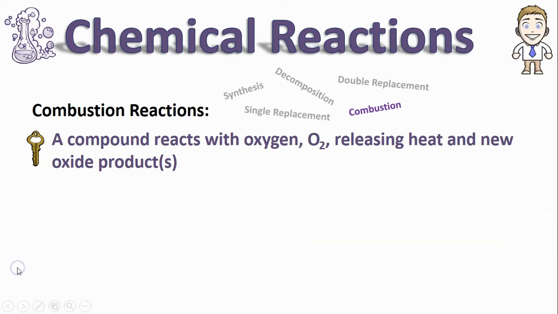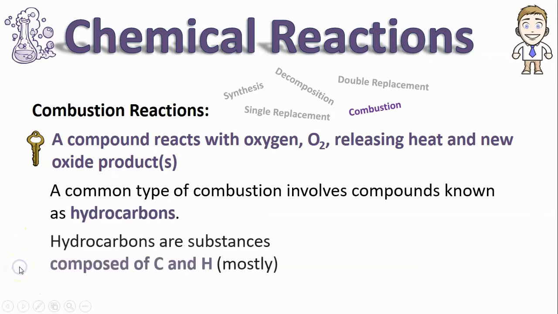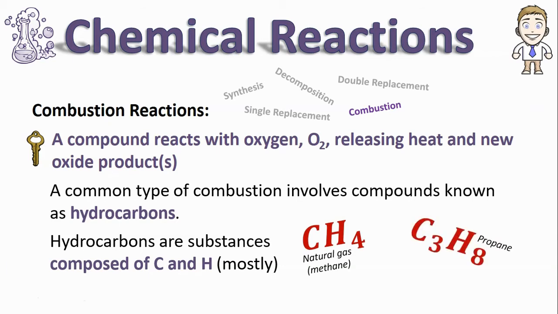With combustion reactions, it's also pretty common to see a combustion involving compounds known as hydrocarbons. Hydrocarbons are easy to identify because they're composed of just that, carbon and hydrogen mostly. For example, CH4, like in natural gas, C3H8 in propane, or C8H18 in gasoline. All of these substances are made of only hydrogen and carbon, and hence are called hydrocarbons.